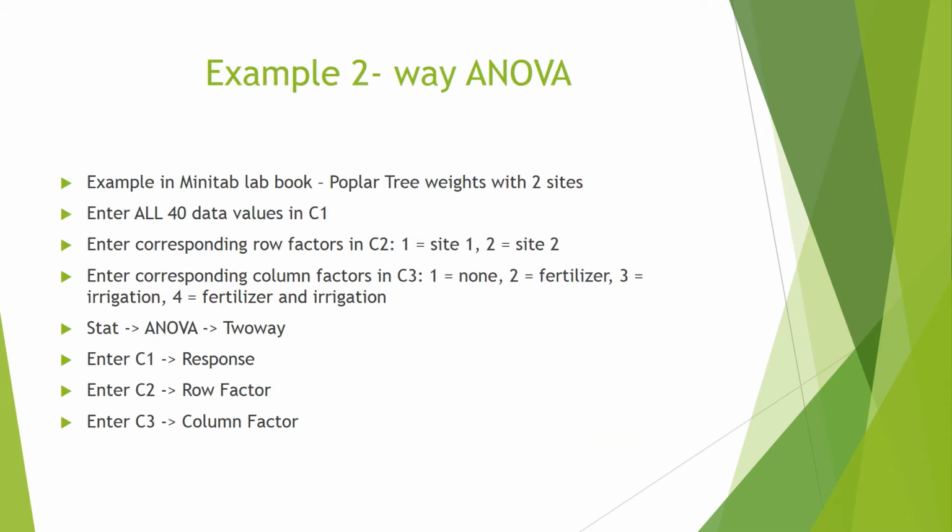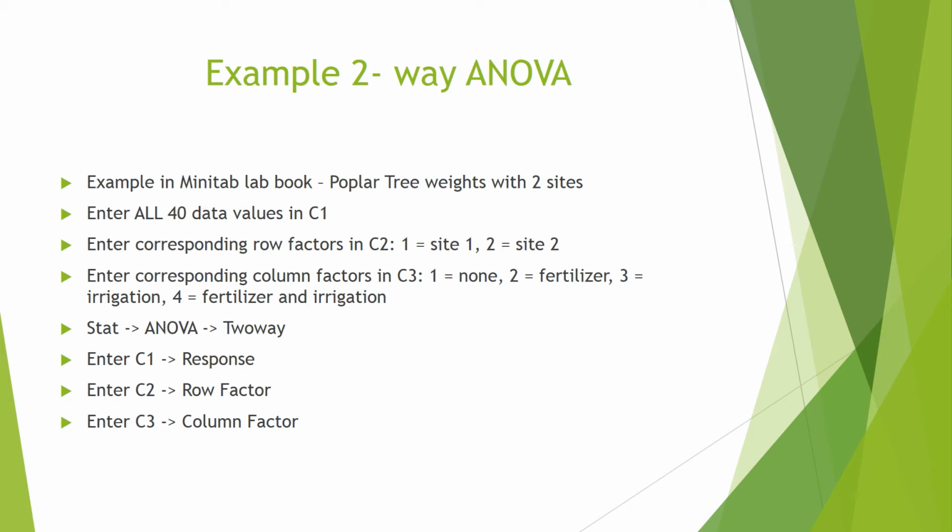So here's an example to show you what we might do. So here again we're continuing on with the poplar tree weights with two sites. I had 40 data values. You can find this in the Minitab lab book if you wanted to see this example. You're not going to be asked to do this on homework or on exams. So look at it or don't, or if you want to, but this will be covered in more detail in the more advanced class.